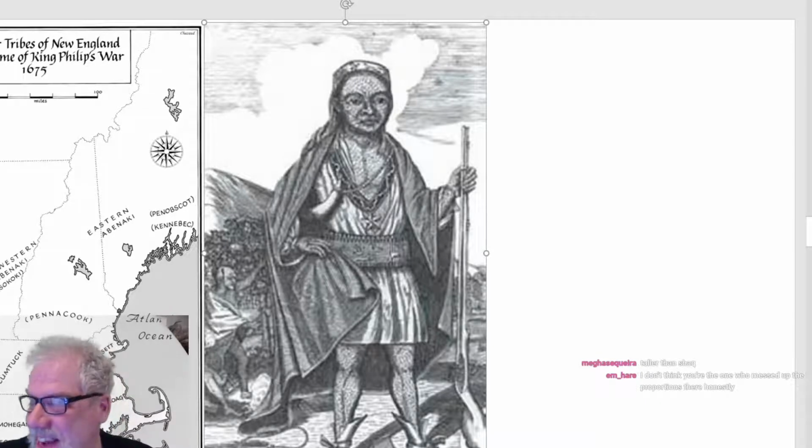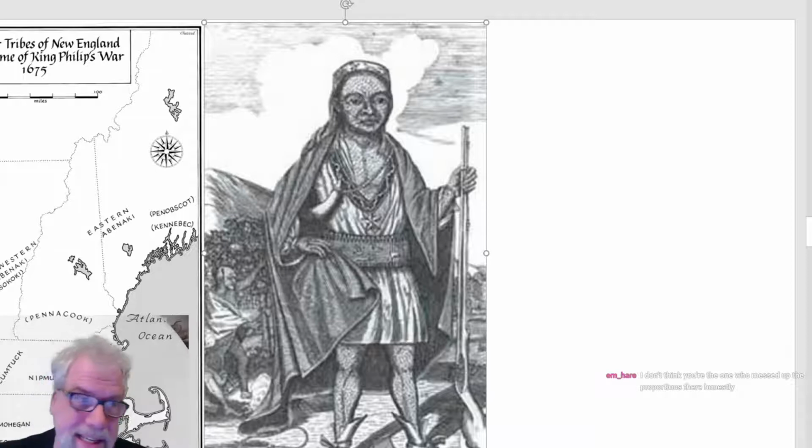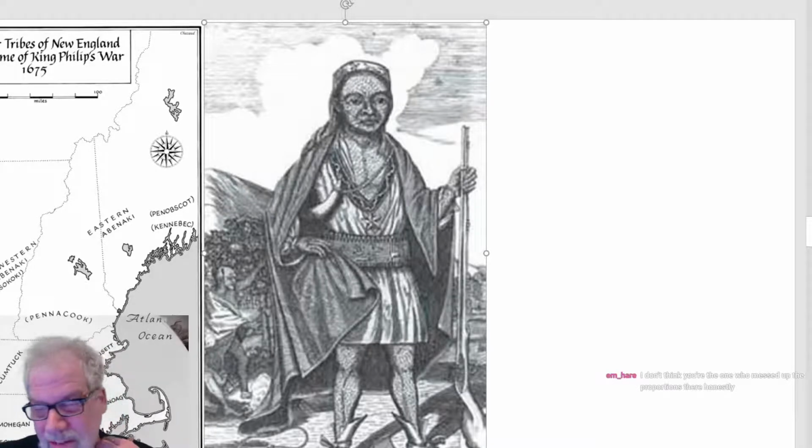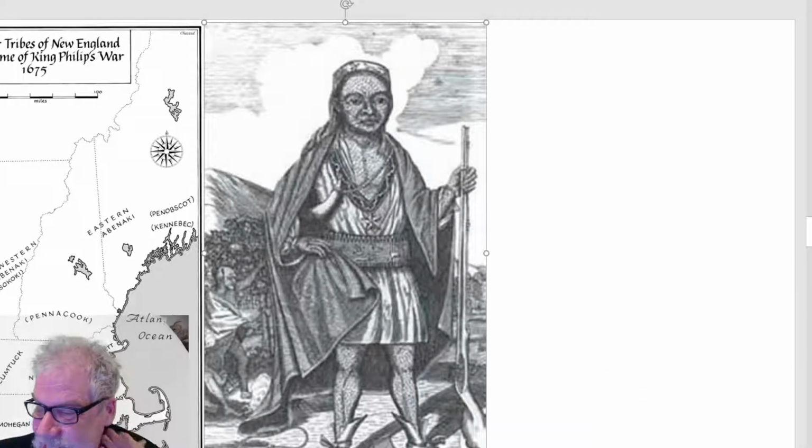Yeah, to me, it may well be the image itself. That, I think, is Paul Revere's image of King Philip. And Paul Revere was living in the 1770s. Wampanoag was living in the 1670s. So it's not clear exactly what the source for this was.